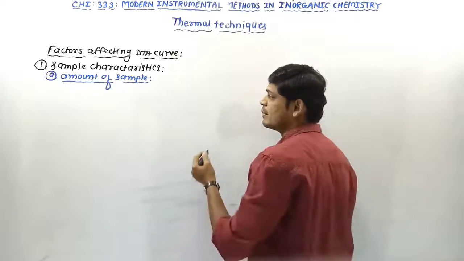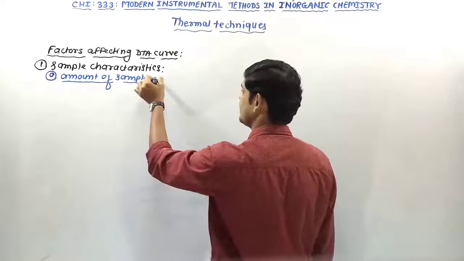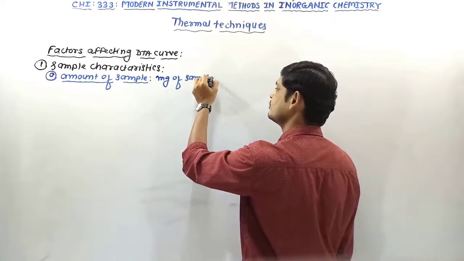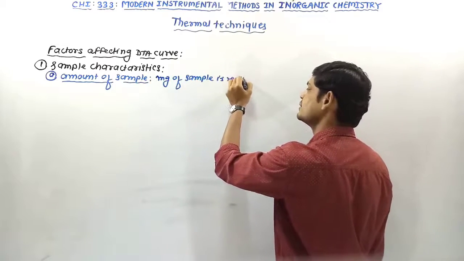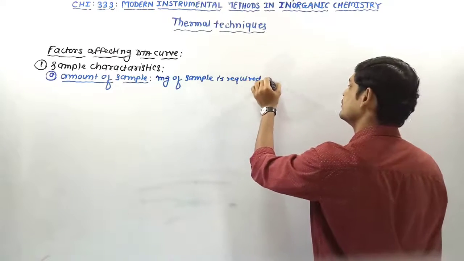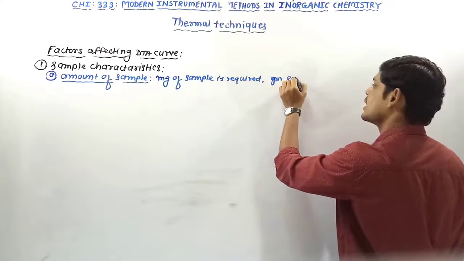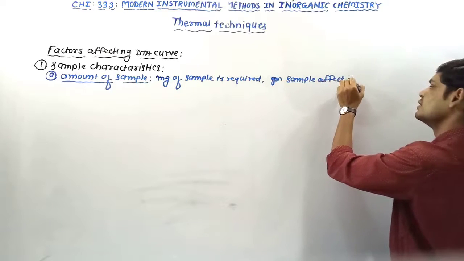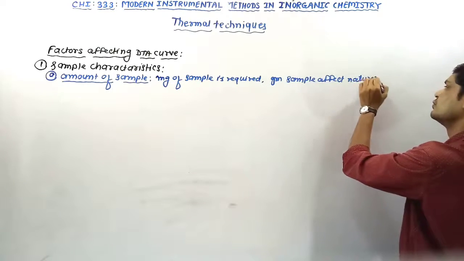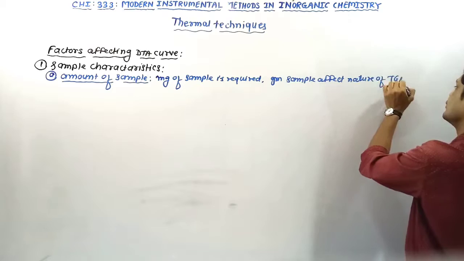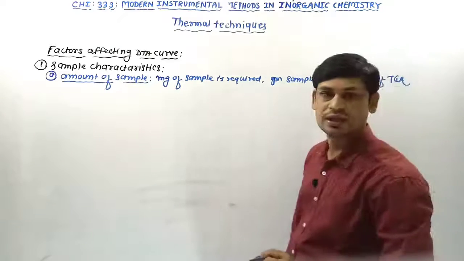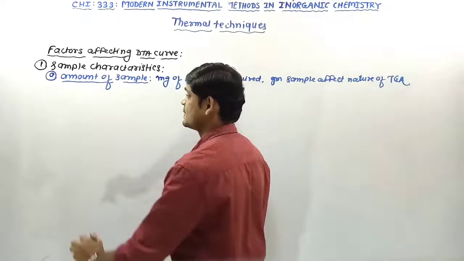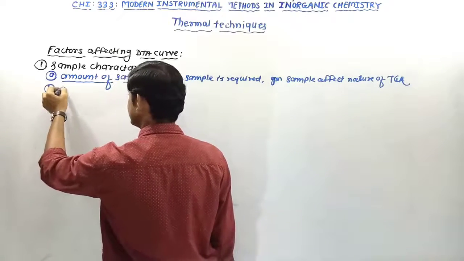So what is the requirement about the amount of sample? Milligram of sample is required. A gram sample affects the nature of the curve. The second thing is the particle size.